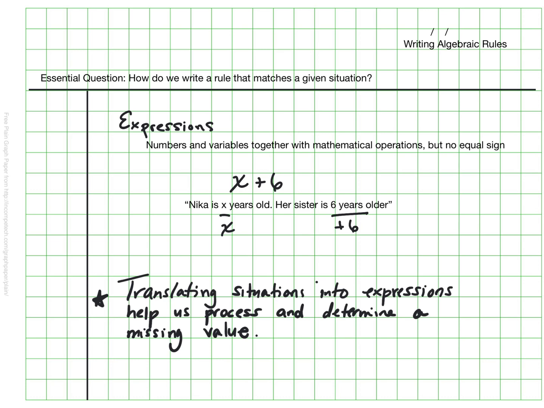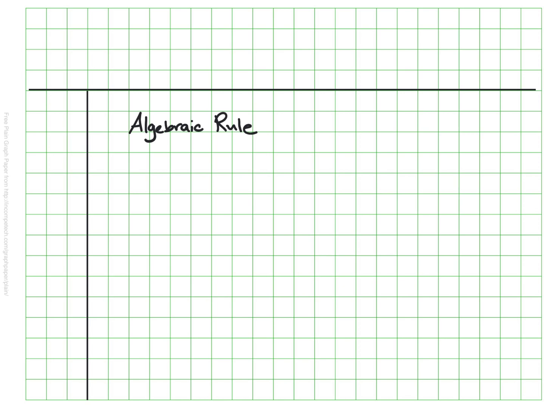Expressions are helpful to write when we're presented with a situation that requires us to look for a missing value. Translating situations into expressions can help us process and determine those missing values. So this is a really helpful tool for us to be able to see a situation and write it as an expression. And we use this same process for writing what we call algebraic rules.